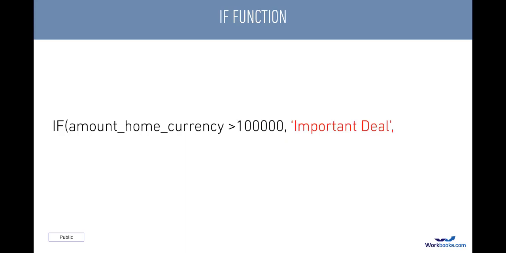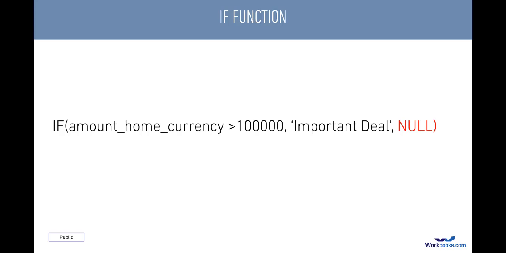Then you enter the text you want to see if the deal is greater than 100,000, which for us is important deal, including the apostrophes. You need to use the comma when you finish specifying what's returned if the condition is met. And now you can finish off with what you want to see if the condition isn't met, which for us is nothing or null. And then you've got to finish off with a closing bracket. You don't have to use uppercase for the word null, but it's vital that in any formula you have equal numbers of opening and closing brackets, or to give them their proper name, parentheses.